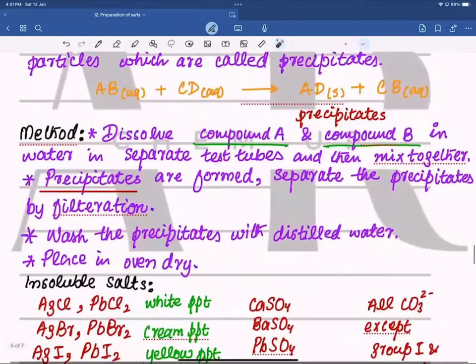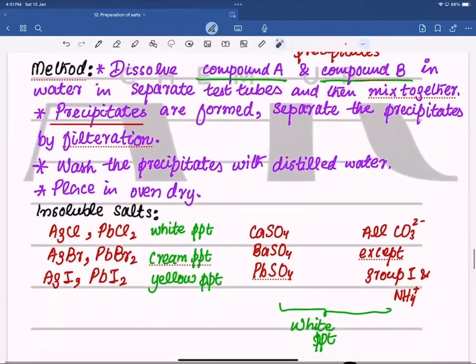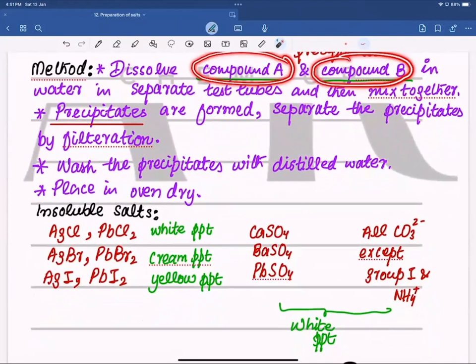Okay. Now here is the method for the salts which are water insoluble. We take two compounds, and those two compounds must be water soluble. We dissolve each compound in a separate test tube, so the solutions of both compounds are prepared. Then we mix those two solutions.